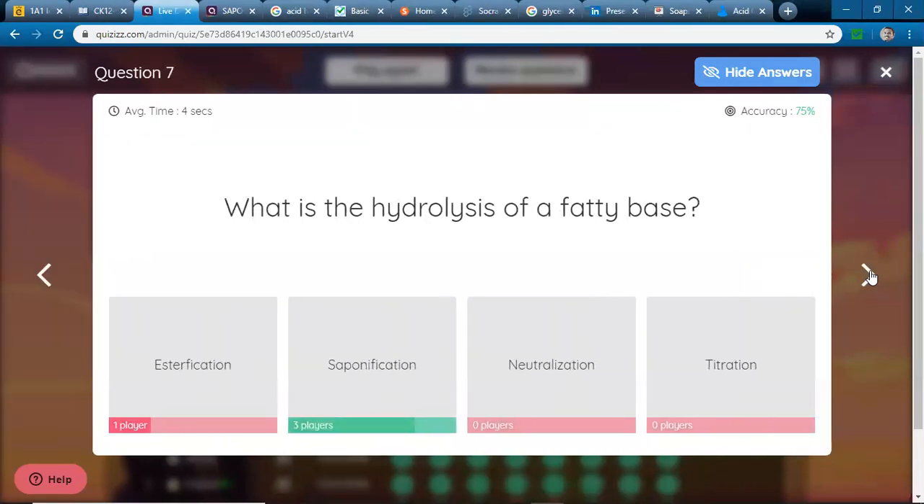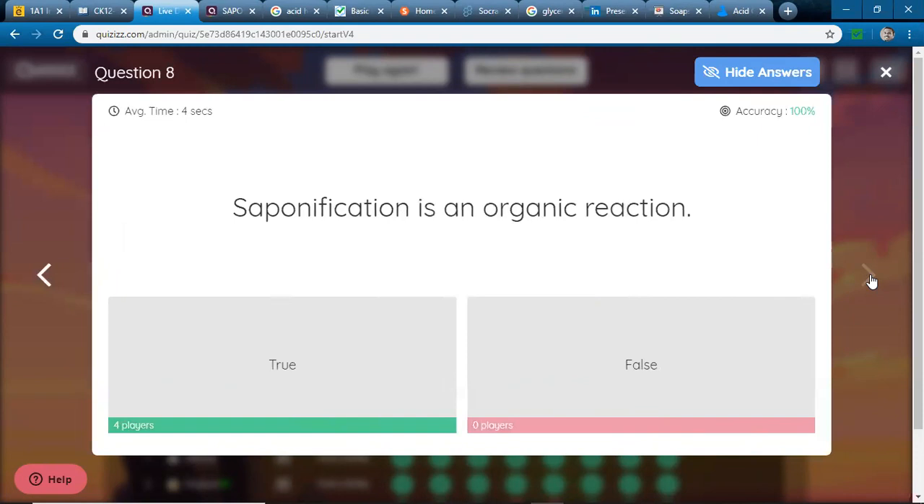Everyone did well on this one. Let's look at this question. We had one person get it wrong. What is hydrolysis of a fat with a base? Of course, that's going to be saponification. Everyone got that one well.